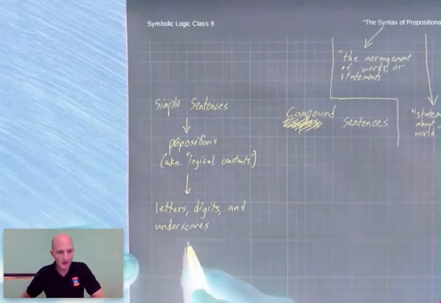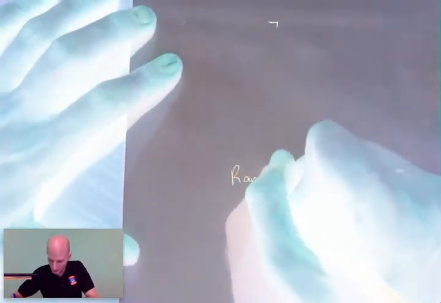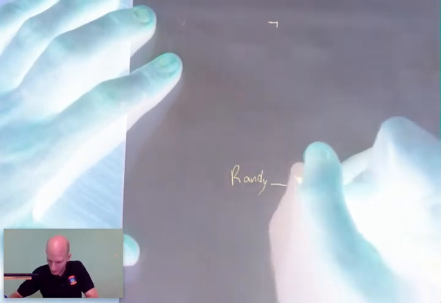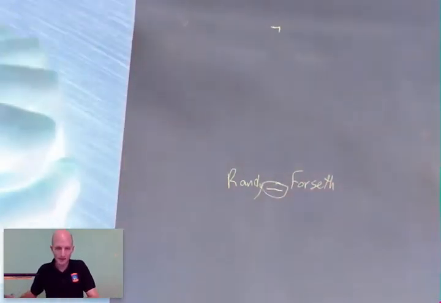Some of you are probably thinking, what is an underscore? It's like if I say Randy underscore Forsyth, that thing right there is an underscore. You can find it on your keyboard.